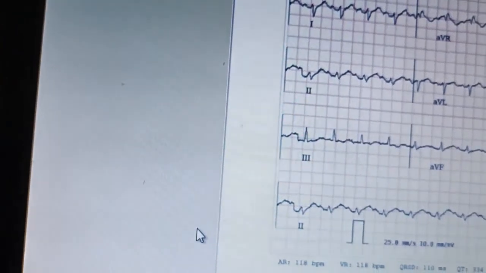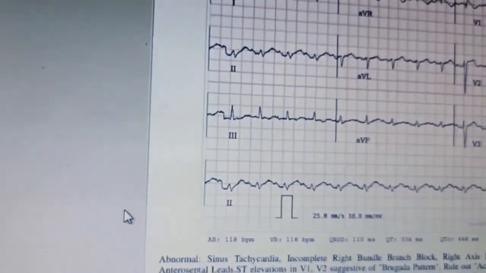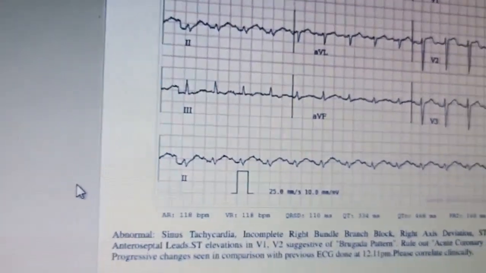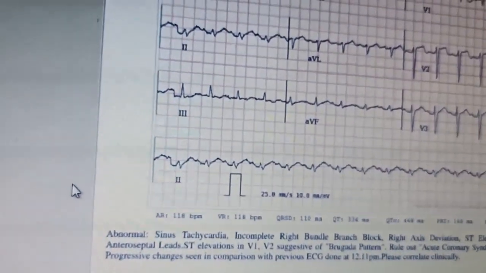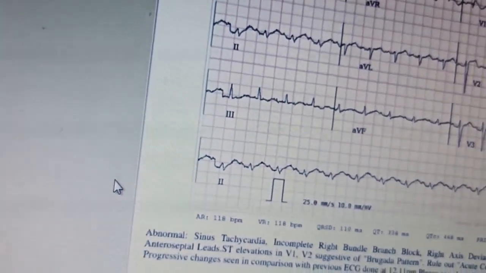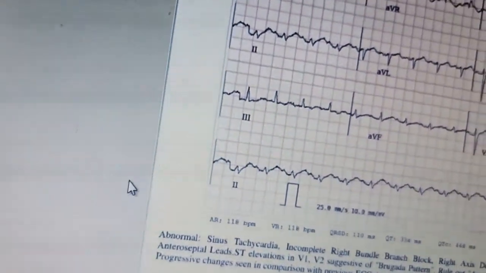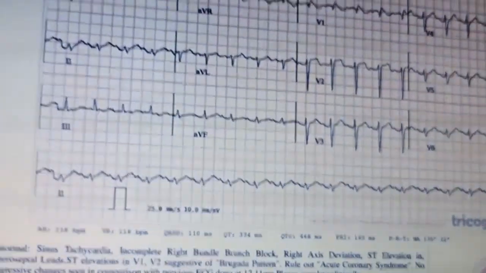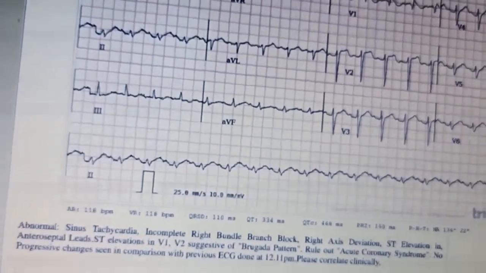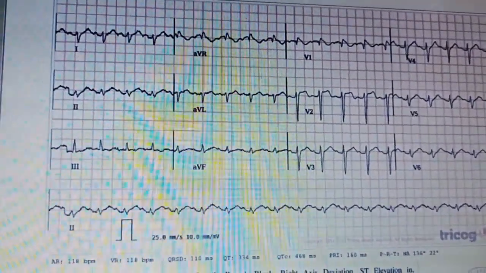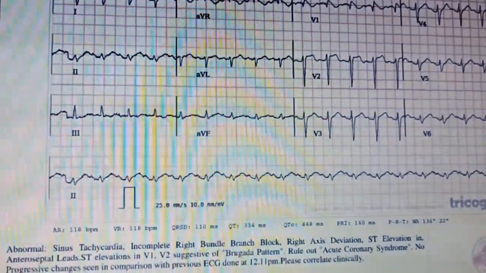Again, QT interval is 334 millisecond, and we know that normal QTC is between 350 to 440 millisecond. Now this QT or QTC requires a little bit of description.